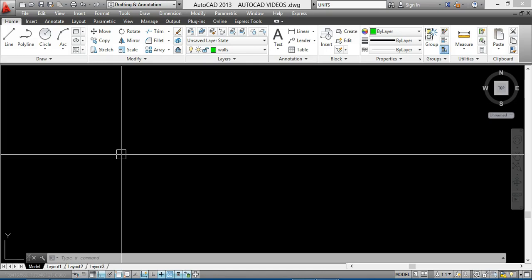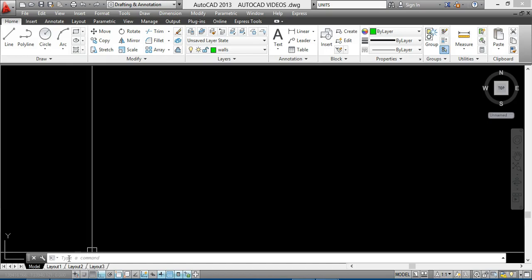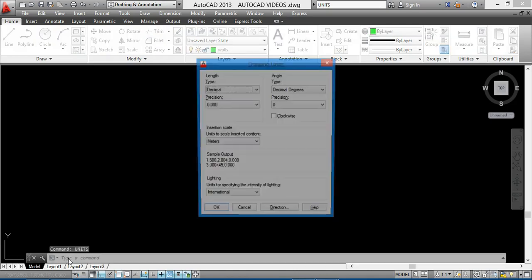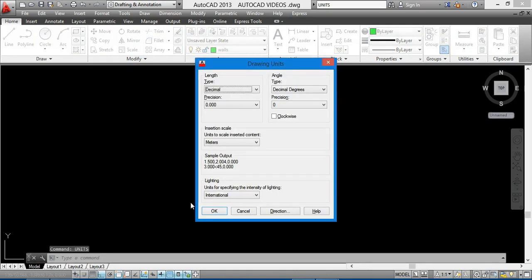So for that, what we can do is we can go to the command prompt and type in units as a command and press enter. What will happen is that you will come across this type of dialog box in which you will be entering in which type of system you are going to work in.